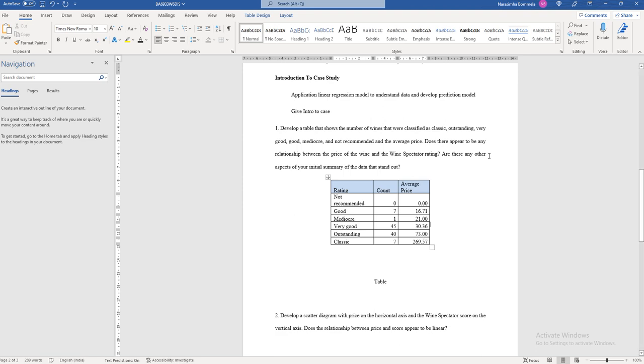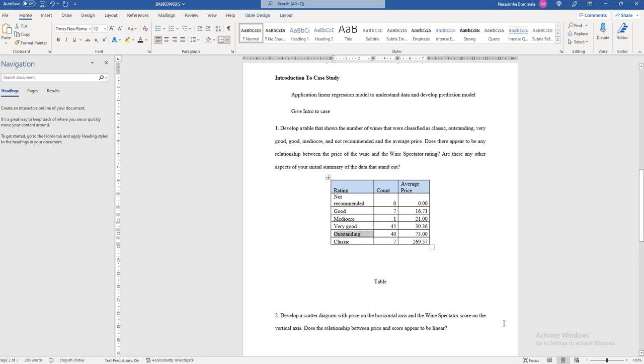Are there any aspects of the initial summary that stand out? You are supposed to identify whether there are any differences. You can write some additional points. When you cross check the count, very good is sold more compared to outstanding and classic. Though these two are more costly and very qualitative, still most of the people are going for the very good rating of the bottle. Then outstanding is the second highest purchased bottle.